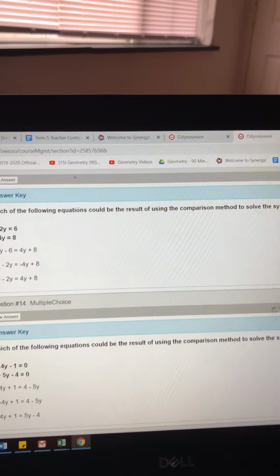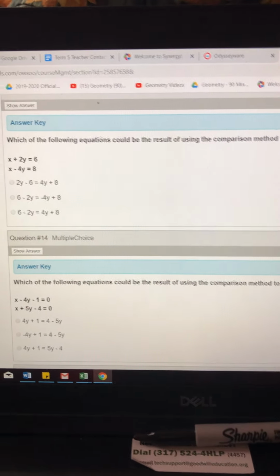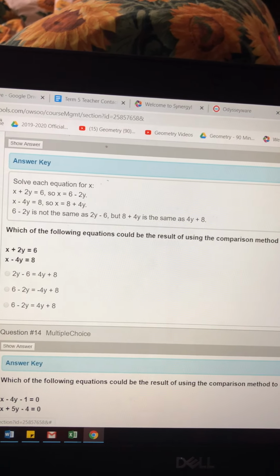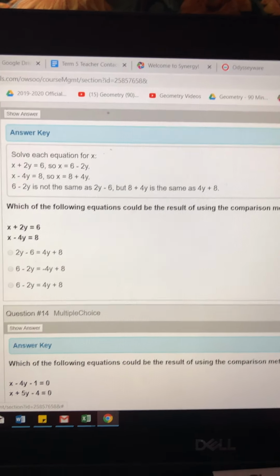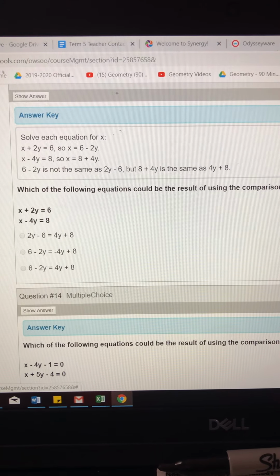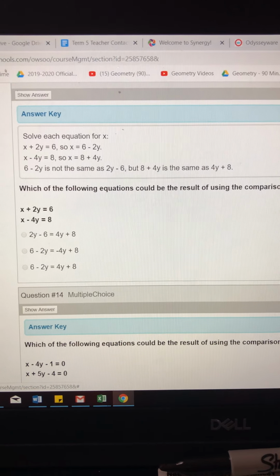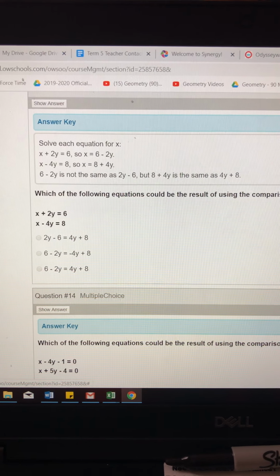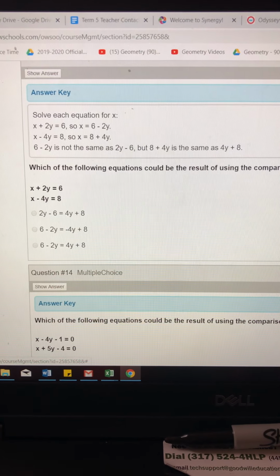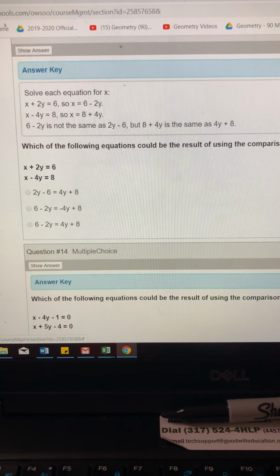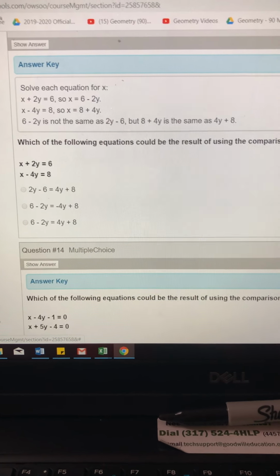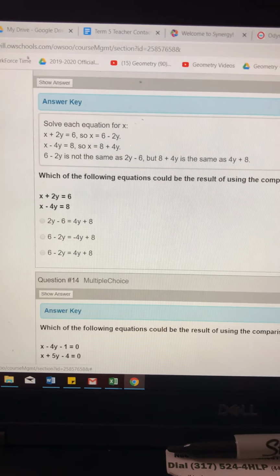The comparison method, this says which of the following equations could be the result of using the comparison method. So it says solve each equation for X. So get your X by itself for both equations. Once you look at your comparison, you can see that 6 minus 2y is not the same as 2y minus 6, but 8 plus 4y is the same as 4y plus 8, which will help you choose your correct answer.